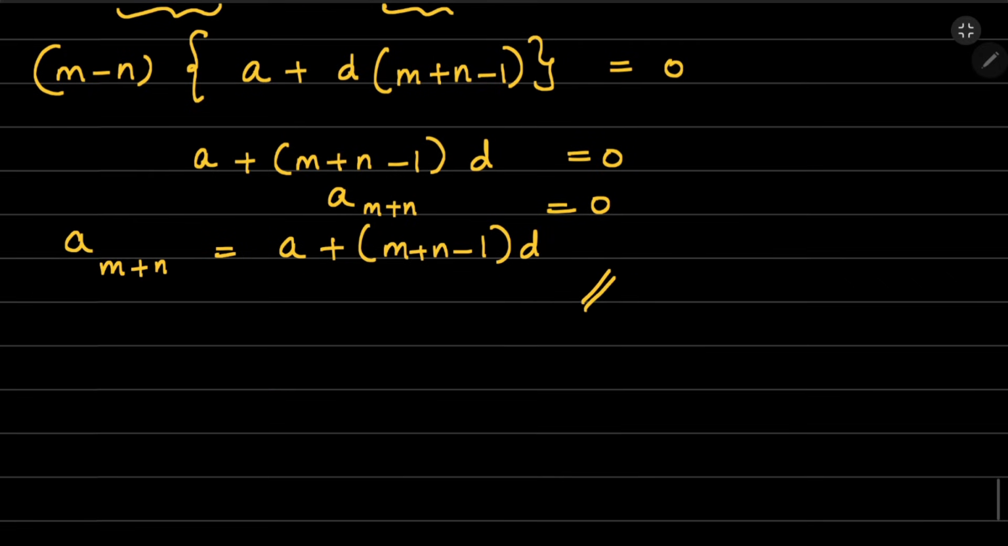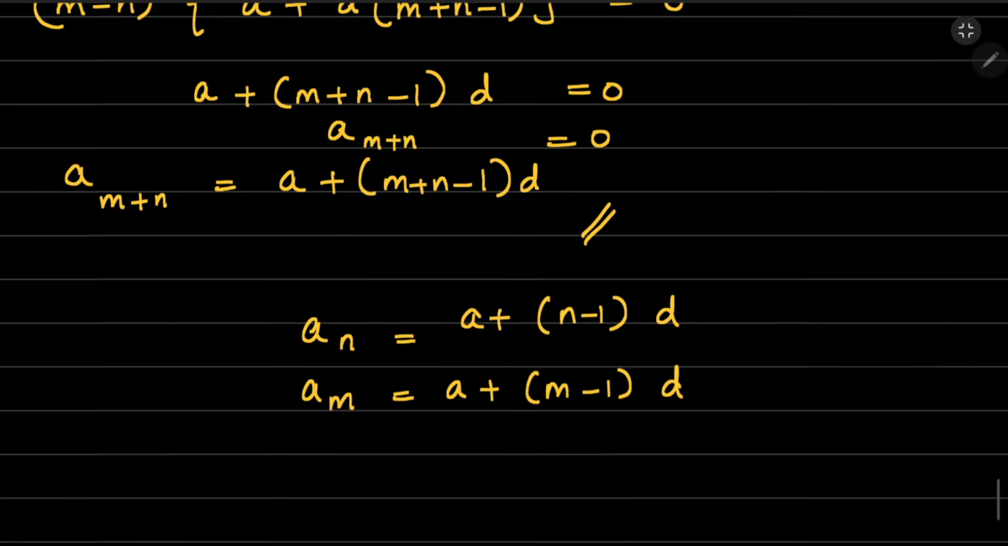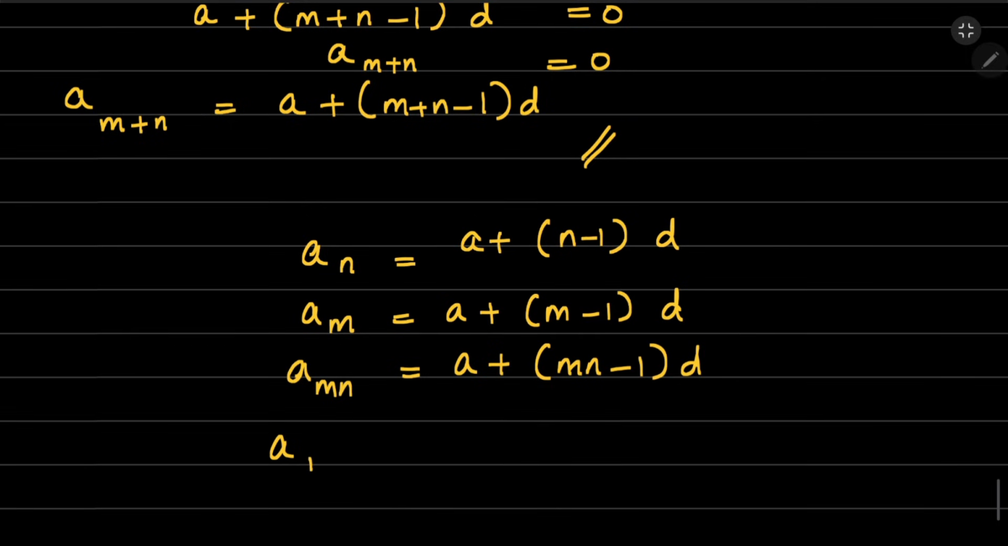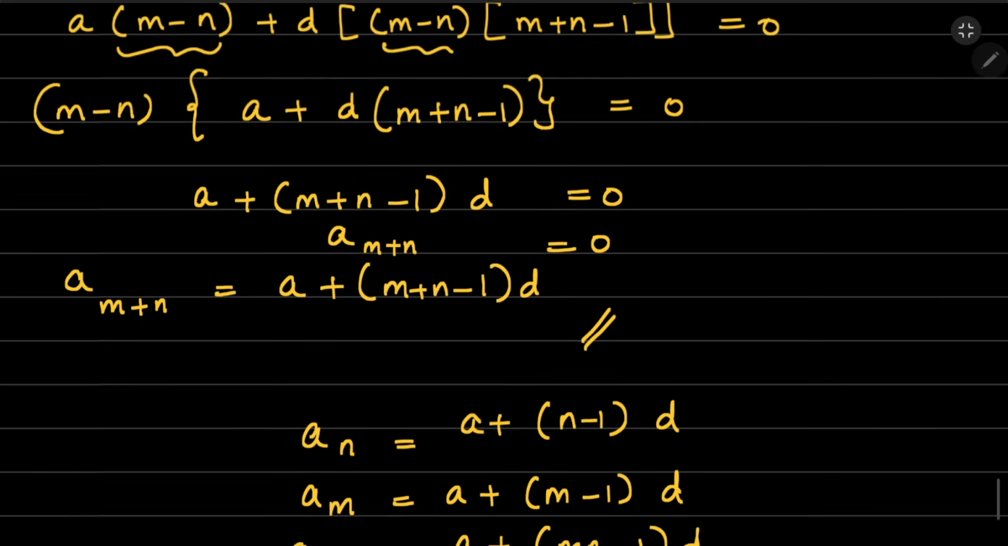So just like a_n is equal to a plus (n minus 1) into D, similarly, what is a_m? a plus (m minus 1) into D. What is a_mn? It will be a plus (mn minus 1) into D. So similarly, what will be a subscript (m plus n), the (m plus n)th term? It will be a plus (m plus n minus 1) into D, and that is what we have got. Right? Hence proved.